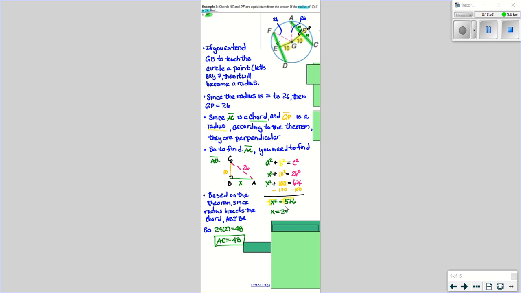So again, when it comes to tackling a problem like this, take all the information that they give you and everything that you've already learned, put it together, work piece by piece, and then get to your final answer.